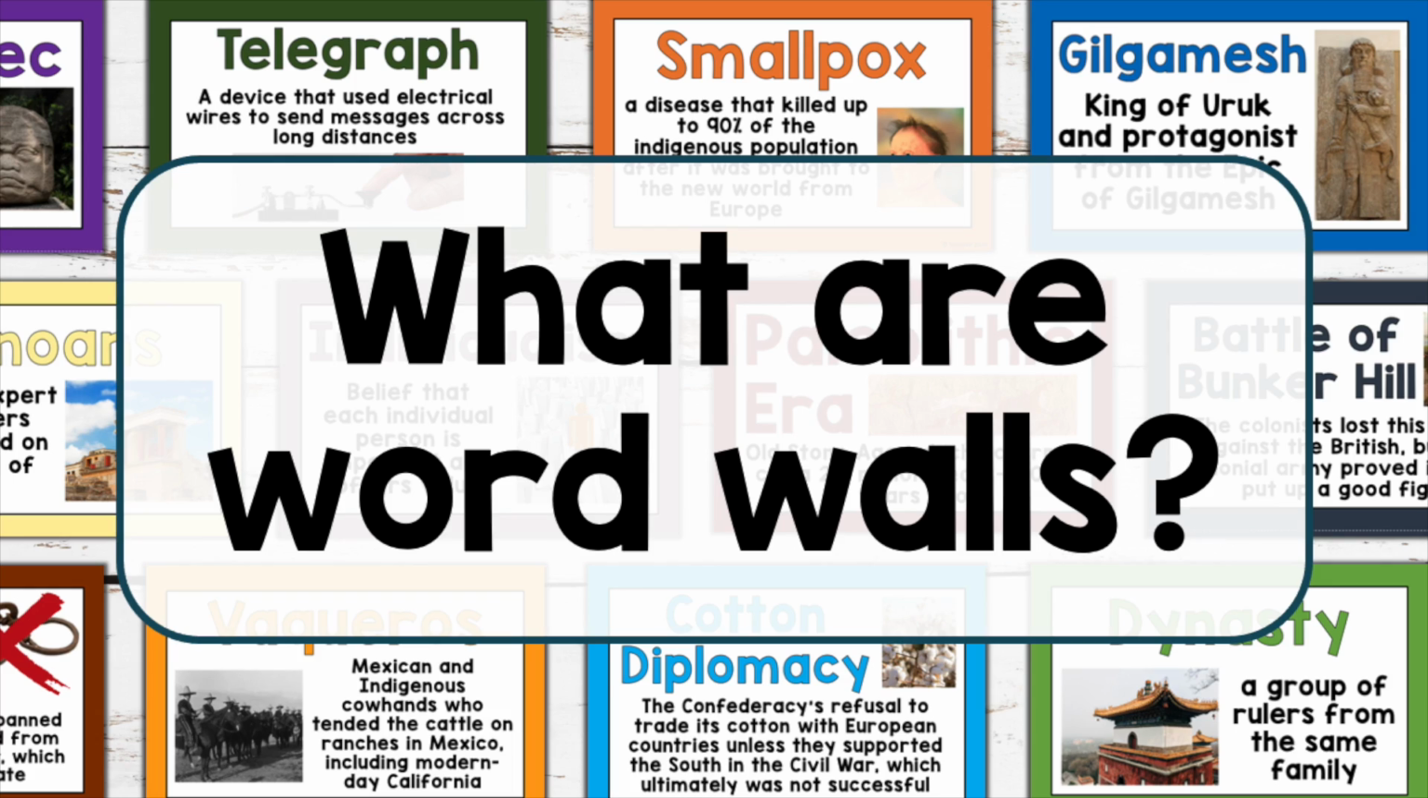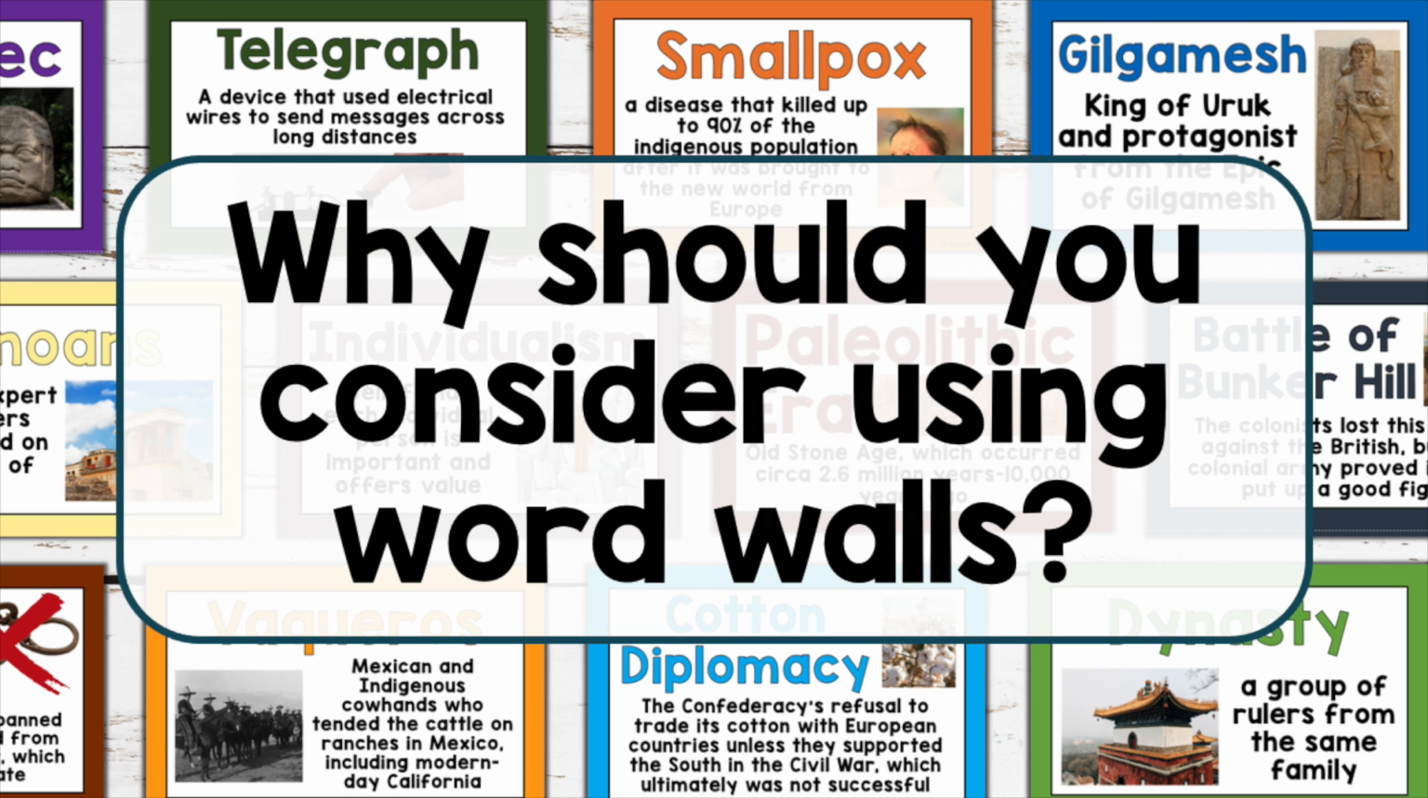So first things first, what are word walls? If you've never used them before or heard of the concept, word walls are essentially just your vocabulary words for your unit put onto pieces of paper or onto posters that you hang up on your wall, hence word wall. They include the definition of the word that you are learning, and also a picture next to each of the words. And all of these vocab words are on separate posters. So if you have a unit where you have 20 vocabulary words, then you'd have 20 posters for your word wall.